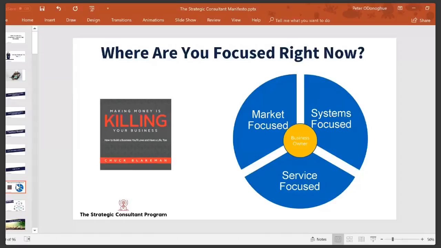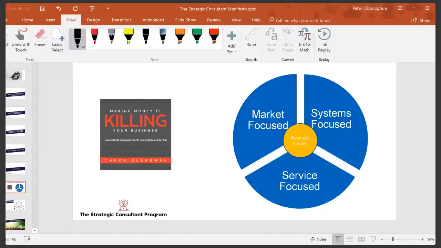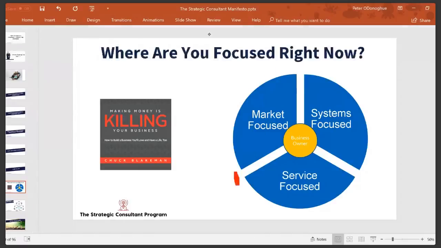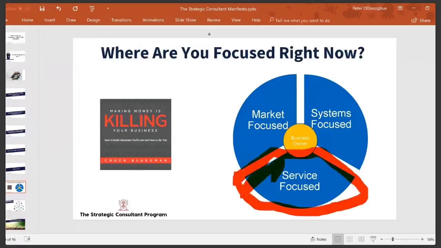And it's making money that is killing your business. What it's doing is asking you to identify where you spend the majority of focus in your business. It's something that I get my clients to look at in most of the programs that I work with. Here's what I find, particularly with my consulting clients: they spend all of their time in this sector here. So they are service focused, i.e., everything is about their process, their methodology.